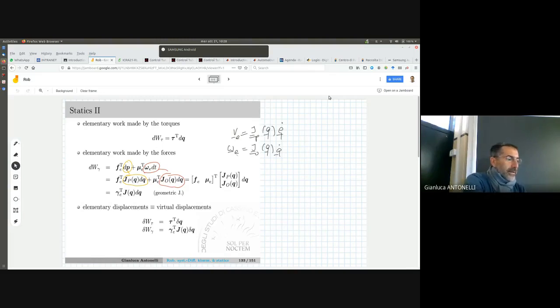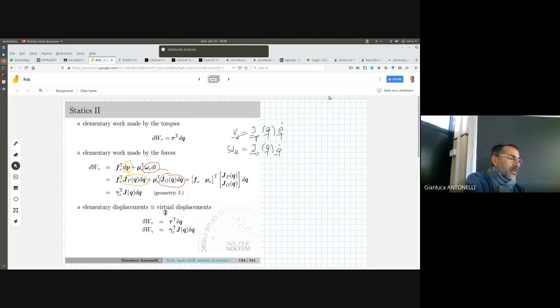I can collect the sum of those two terms in one single matrix expression by putting in evidence on the right-hand side the dq. And so I do have that this is given by the end effector force and moment multiplied by the geometric Jacobian multiplied by the dq. Now, mechanics tells us that the elementary displacements are equal to the virtual displacements, and this is what we just found, the elementary work made by the two forces, just recopying here.